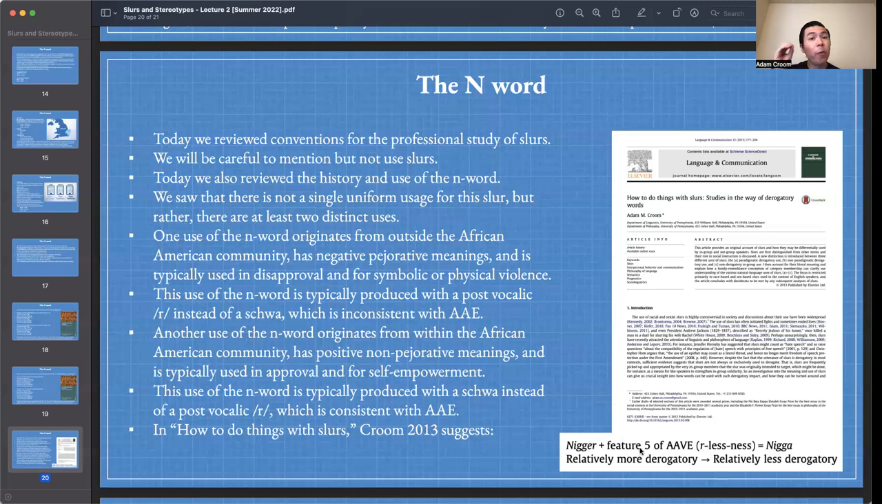In How to Do Things with Slurs, Studies in the Way of Derogatory Words, I suggest the following: the N-word with this feature from AAE or AAVE equals this version of the slur. In other words, by adding features of the in-group language, we make the slur that targets that group less offensive or less derogatory. Another way to think about this is the more you substitute out-group properties and contexts for in-group properties and contexts, the less offensive and derogatory you make the slur.